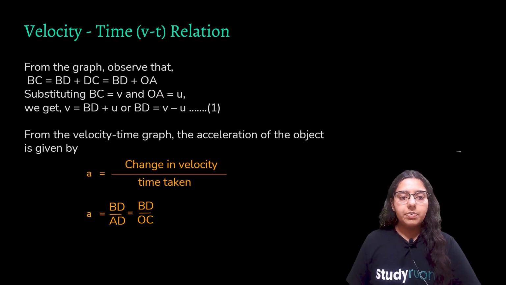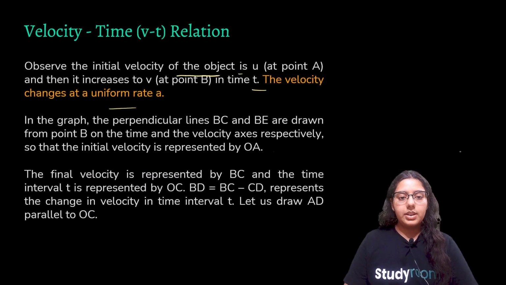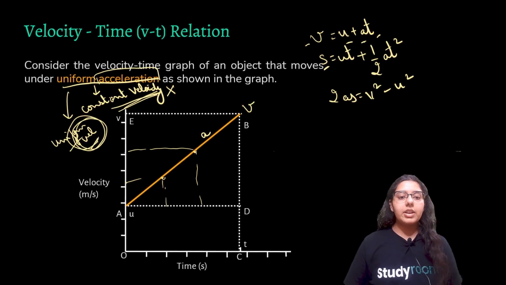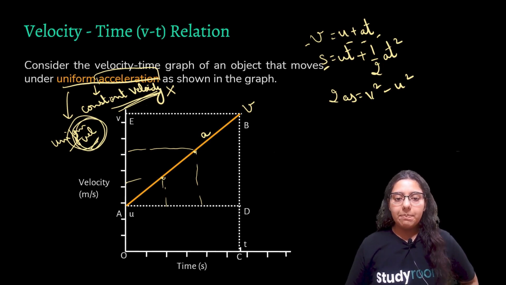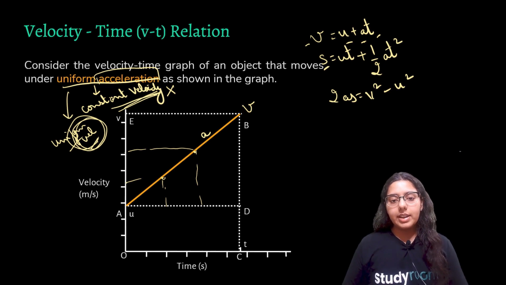Right, V minus U, BD. Exactly. So acceleration is your change in velocity upon time taken. You can see it in this also. I'll explain this graphically. So the slope of this velocity time graph gives you acceleration, right? This is your acceleration A. So what it is, your V minus U by T, right?